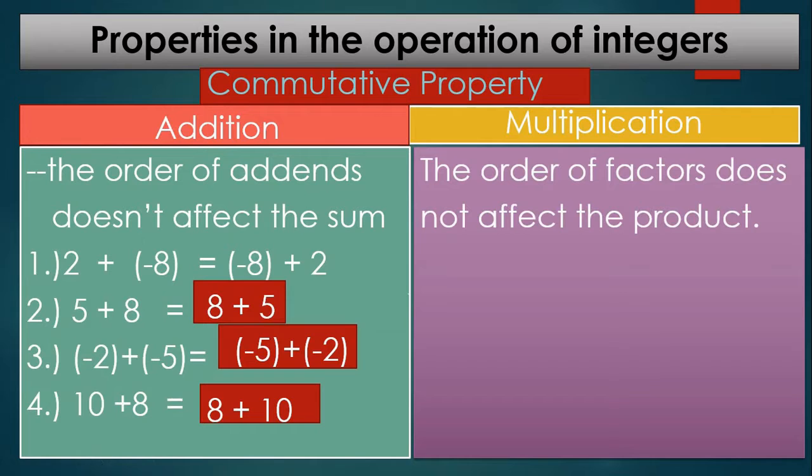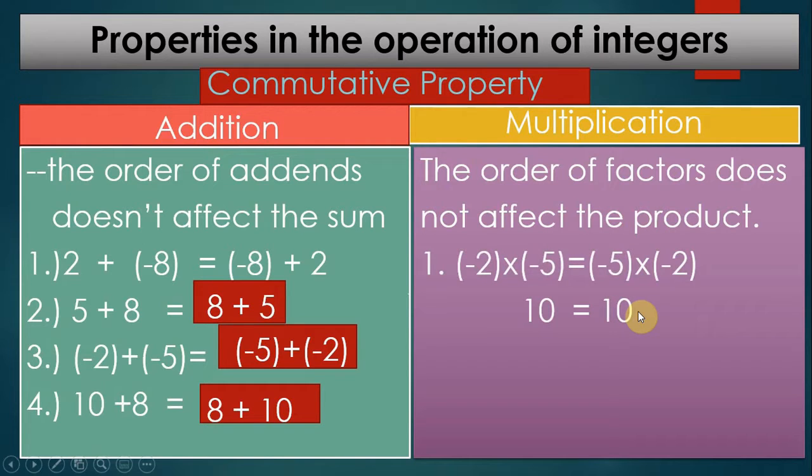Okay. Now another is the commutative property of multiplication. The meaning of this is the order of the factors does not affect the product. Just like example number 1, negative 2 times negative 5, when we simplify this, that's positive 10. So negative 2 times negative 5 is the same as negative 5 times negative 2. The same answer comes up.